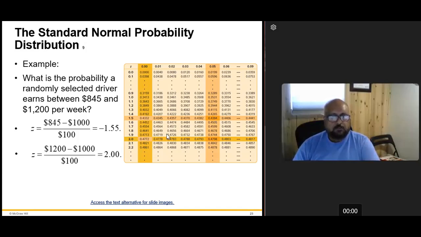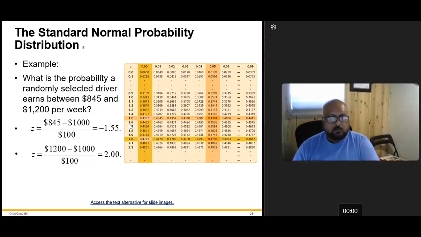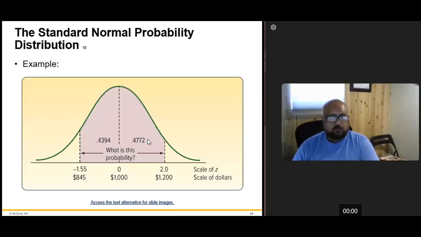All right, so we got the probability for the first value of z, and we got the probability for the second value of z. So now we can plot it. On the negative side, we have 0.4394, which is the same as for 1.55 on the right-hand side, and 0.4772 for the positive value of 2. So this is the shaded area. This is the probability we add: this is on the right-hand side of the mean, and this is the left-hand side of the mean.